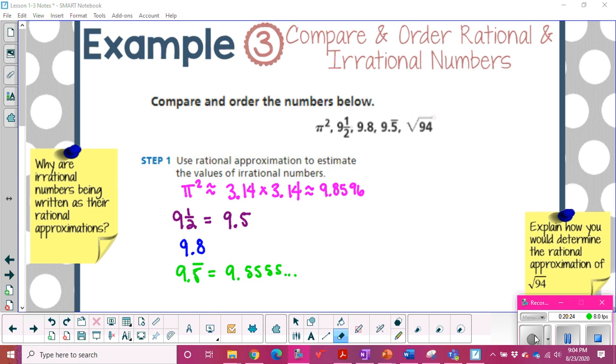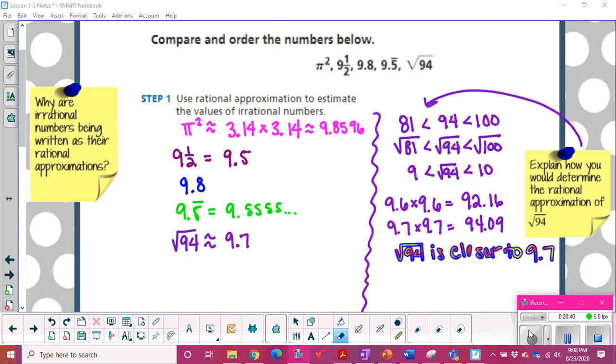Okay, and now we have the square root of 94. To approximate this, you're going to do the same thing that we did in the previous examples. You need to figure out what two perfect squares 94 is between and go from there. In approximating the square root of 94, here's how I did it, same thing we did a while ago in the examples. It is clear that the square root of 94 is closer to 9.7 because 9.6 squared is 92.16 and 9.7 squared is 94.09. So I'm going to go with it's approximately 9.7.